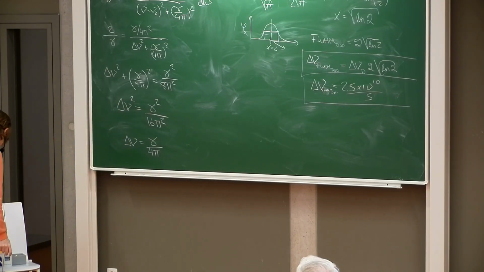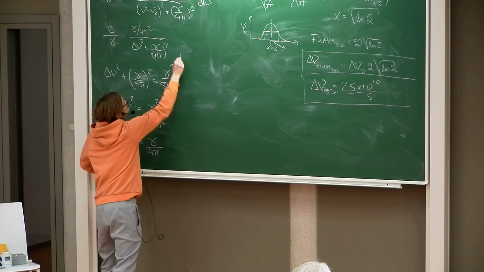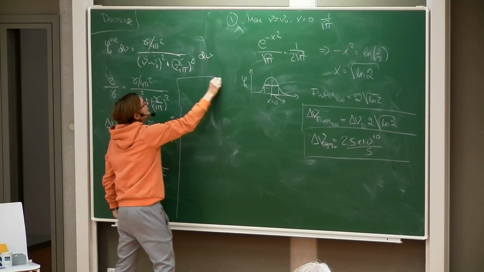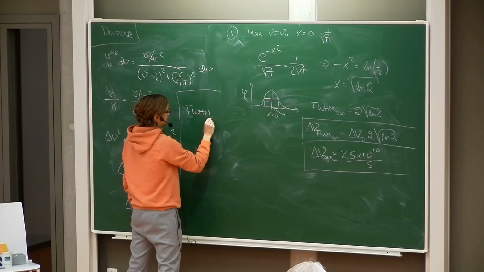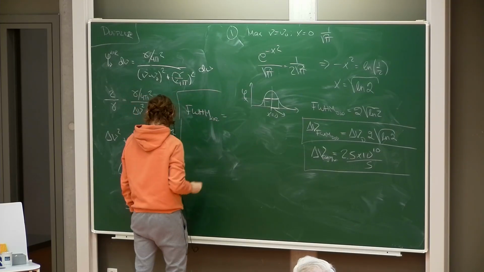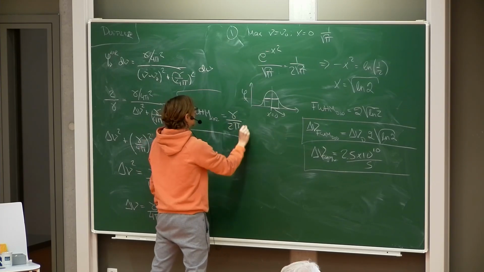So that's then the half width. Which means that the full width at half maximum for the Lorentz is just 2 times this, so it's gamma divided by 2 pi. Okay.